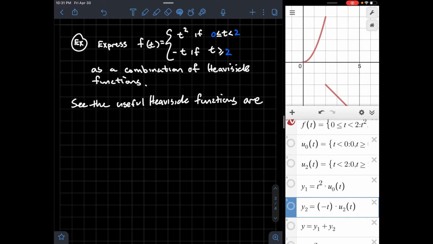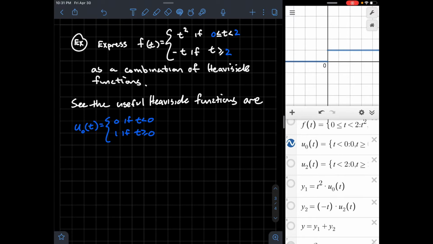The useful Heaviside functions are u0, which is 0 if t is to the left of 0, and 1 if t is to the right of 0. Just to plot that, that's this step function right here. Remember, you can think of it as a switch that turns on at t equals 0, and when it turns on, it emits a constant power of 1, if you want to think of it that way. The other time a switch turns on would be t equals 2. So u2, which is 0 if t is to the left of 2 and 1 if t is to the right of 2, would be the switch right here. What we're going to try to do is use these two step functions, u0 and u2, to rewrite f of t. So how are we going to do that?